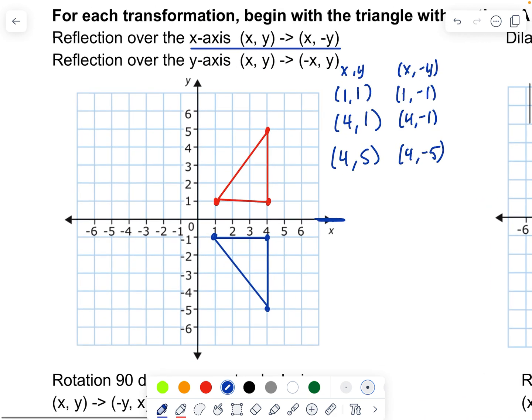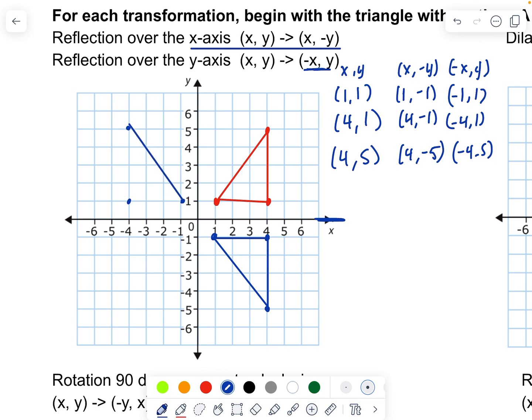Then we will reflect it over the y-axis, and to do that we will make the x values negative. So we'll get -1, 1, -4, 1, and -4, 5. And then I will plot those. And we'll have a reflection over that vertical y-axis.